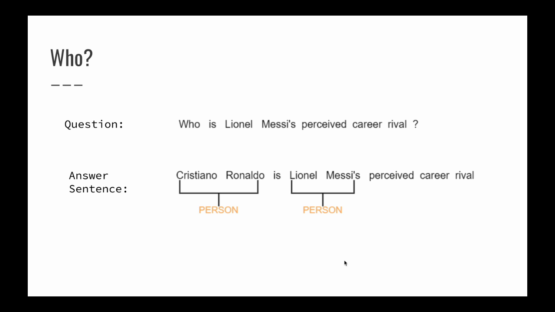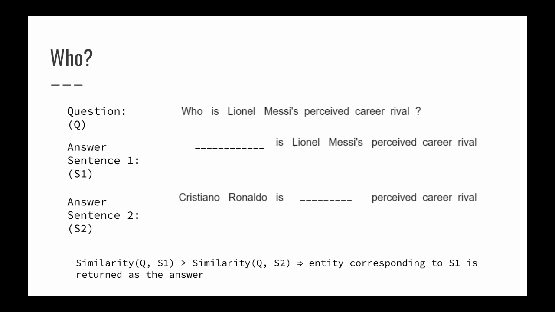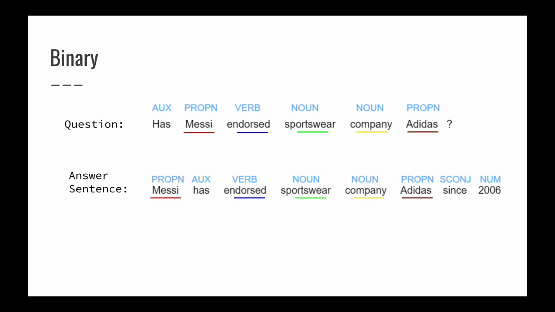We now move on to the who-based questions, and the approach we take here is to perform named entity recognition and extract the entities with a person tag. Once we extract these entities, we remove them one by one from the sentence and find the gap sentence that has the highest similarity to the question, and the corresponding named entity with the person tag is returned as the answer. Similar parsing techniques have been used for the how and the why questions.